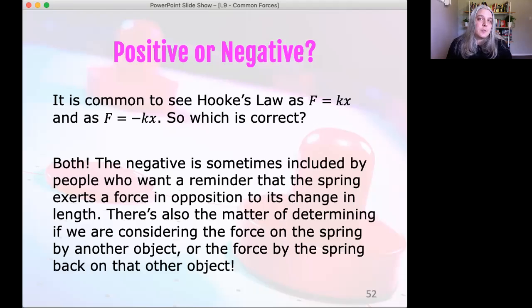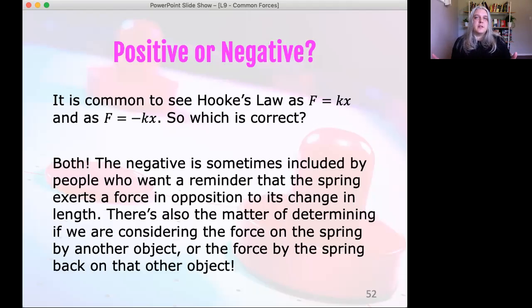The negative is sometimes included by people who want a reminder that the spring exerts a force in the opposite direction to its change in length. But hopefully you all know that. You all know that if you stretch a spring and it's got longer, then obviously it's going to try and get shorter. It's going to pull itself back to its original length. Hopefully you all can see that without having to be told.